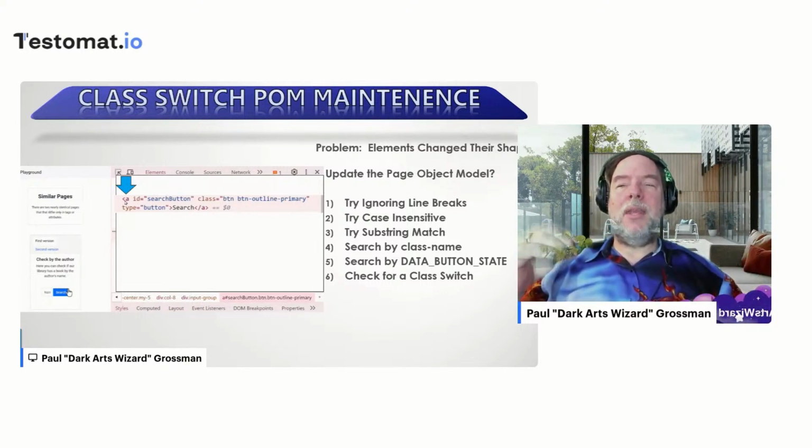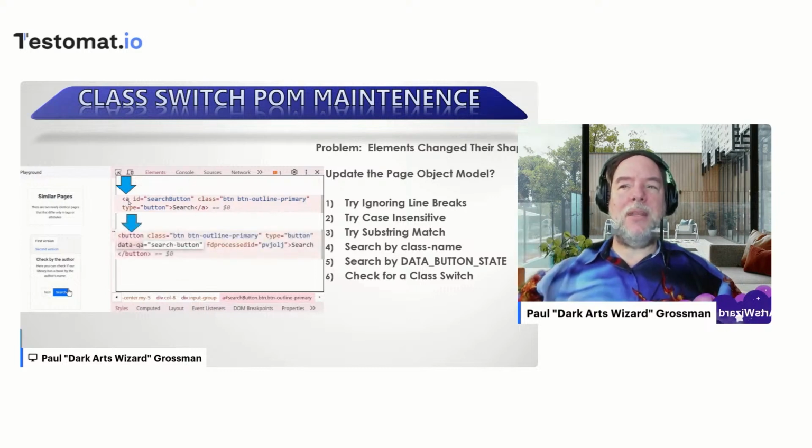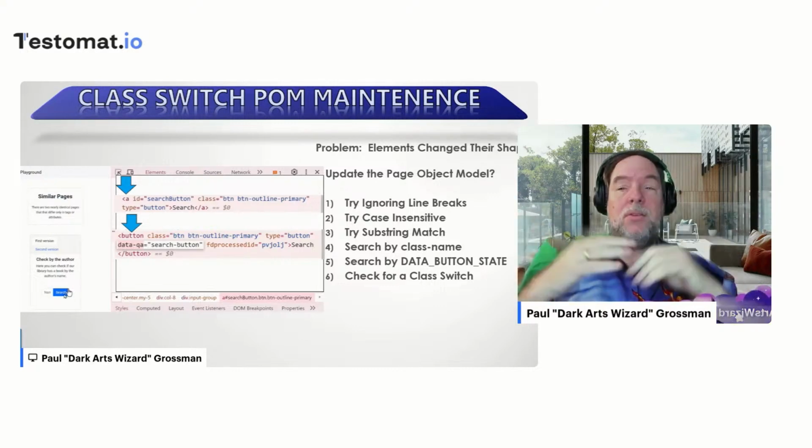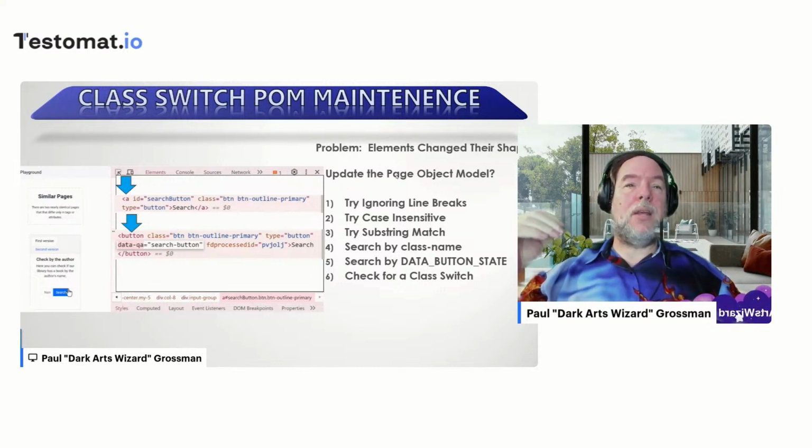Or the other thing that could change is the actual type of the object could change from, let's say in this case, a link to a search button. And in this case, on our playground over here, the search button is identical. It looks physically identical to the users out there.